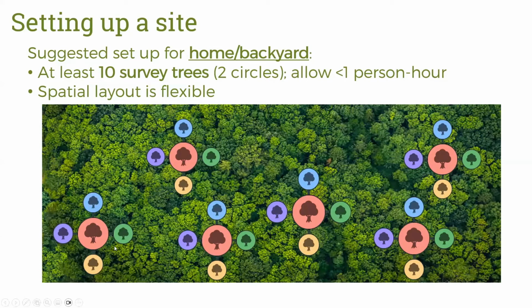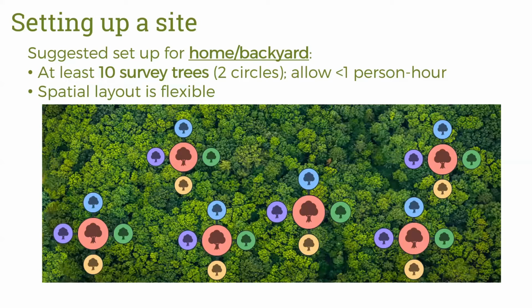Then the satellite branches around that central branch, if you have lots of branches to choose from, should be basically just, okay, I'm going to walk 5 meters in each of the 4 cardinal directions, and then just choose the first branch I come to after 5 meters. And so that allows for a more systematic or standardized selection of survey trees, which we hope will ensure that you're getting a representative set of vegetation in the area.